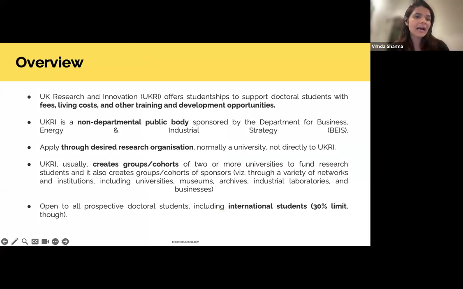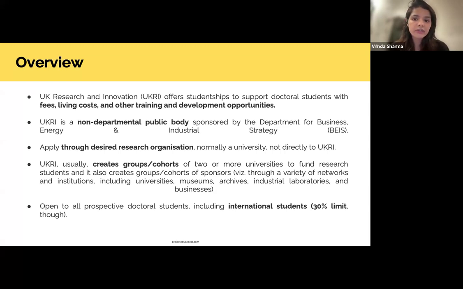Hello, everyone. I'm Vrinda, and I'm doing my PhD in stem cell biology under the MRC-DTP scheme. MRC-DTP is one of the UKRI initiatives, so I would just take you over what it's all about. UKRI is basically a public body that is sponsored by the Department for Business, Energy and Industrial Strategy. And it plays a very critical role in funding and supporting research areas across the UK.